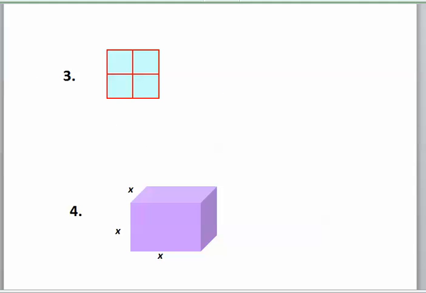The next problem here, we will say that this is a 2 by 2. So 2 times 2, or 2 to the second power. And the last one here, I have a cube again, x times x times x, or x cubed.